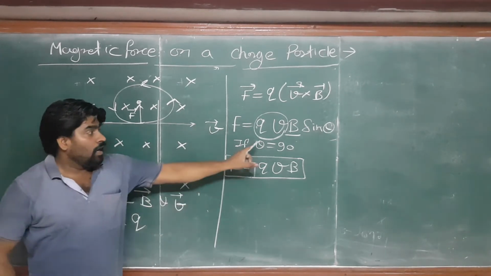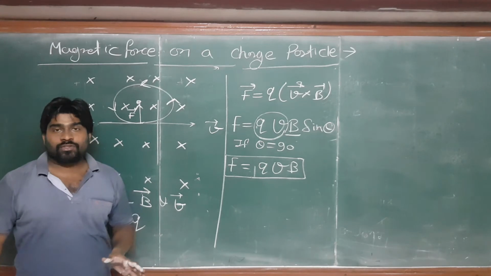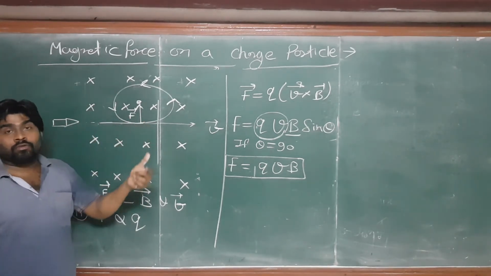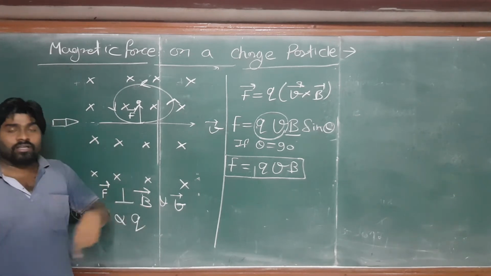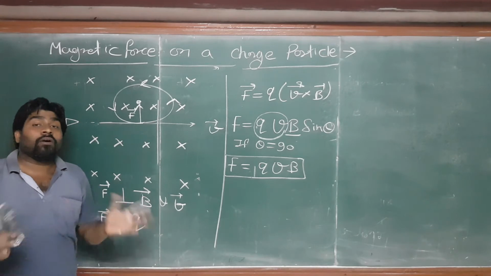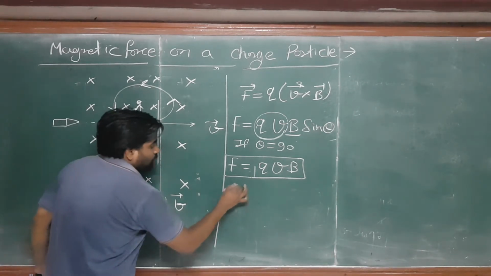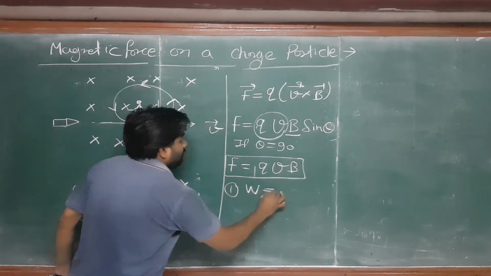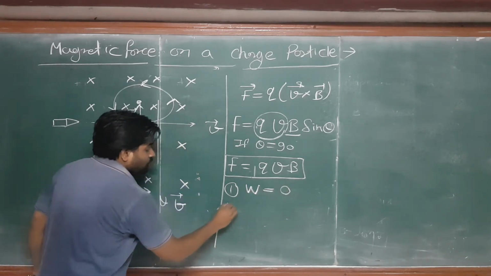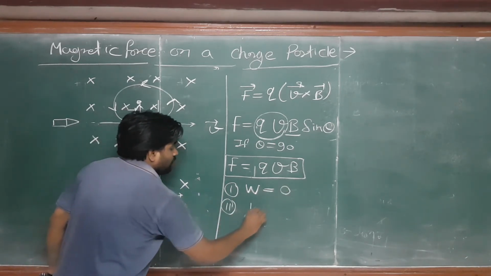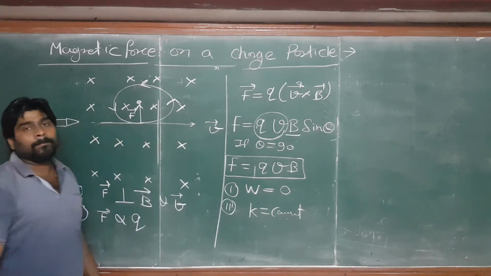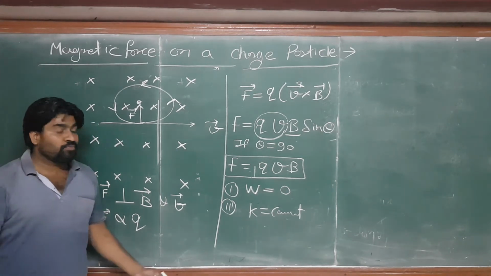One more thing, here the velocity is not going to be changed. Only the direction can change, as you can see here. So the magnetic force can change the direction but cannot change the magnitude. If it cannot change the magnitude, the work done by the magnetic force over the charged particle is always 0. Point number 2, if the work done is 0, its kinetic energy is always constant, not going to be changed. So these points are very important.